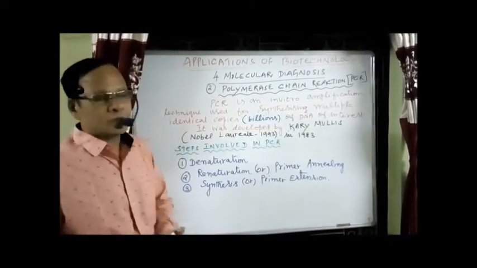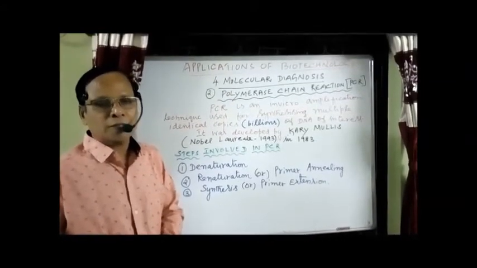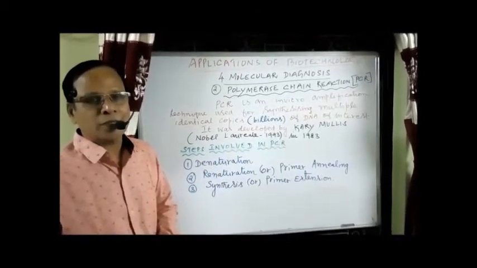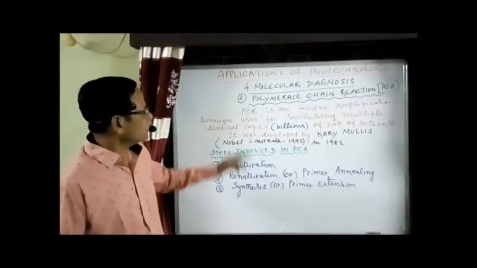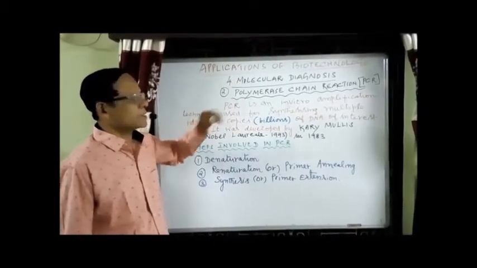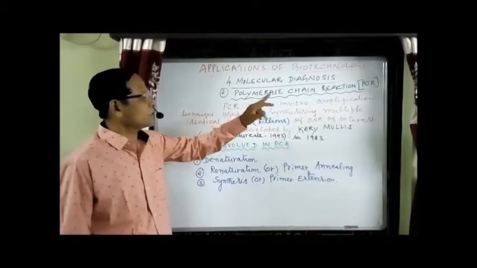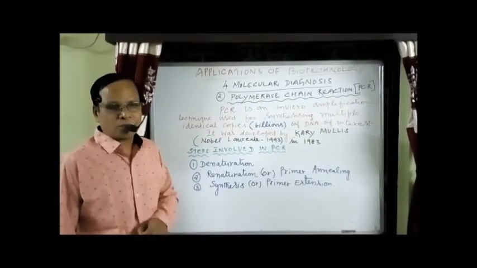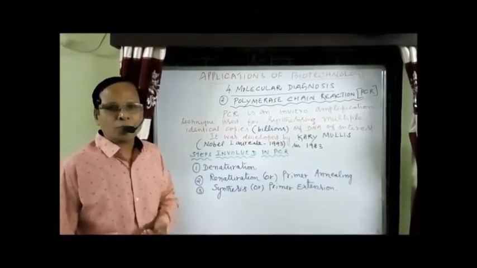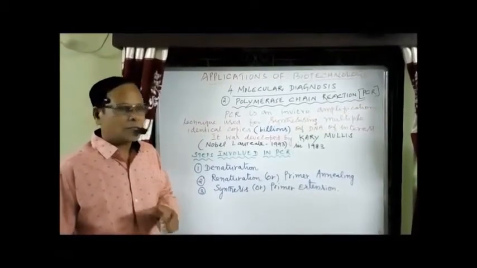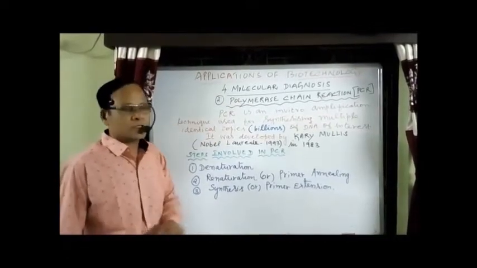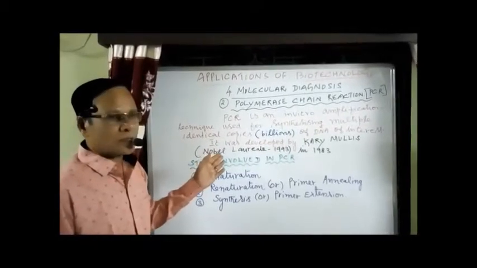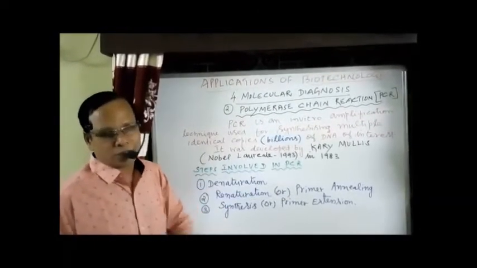Under molecular diagnosis, we have already discussed ELISA, enzyme-linked immunosorbent assay. This is one of the techniques adapted in molecular diagnosis. Now the second technique adapted under molecular diagnosis is polymerase chain reaction. It is nothing but an amplification process. If you want to get billions of copies of genes, that is produced with the help of this reaction, PCR, polymerase chain reaction. That's why it is called the DNA amplification process.